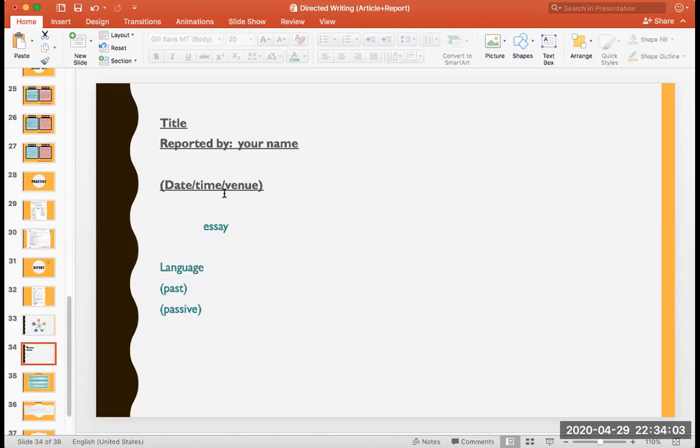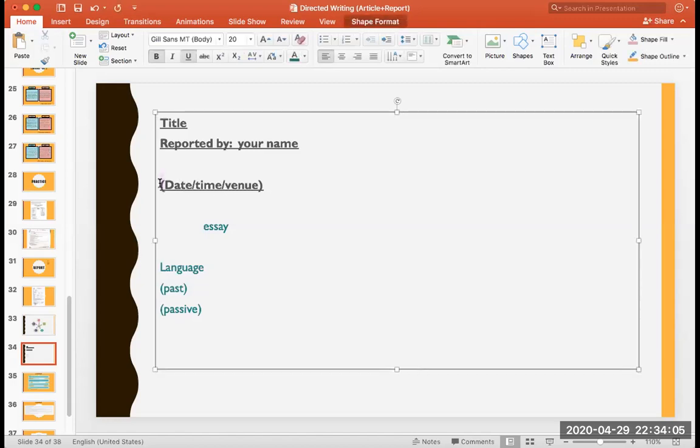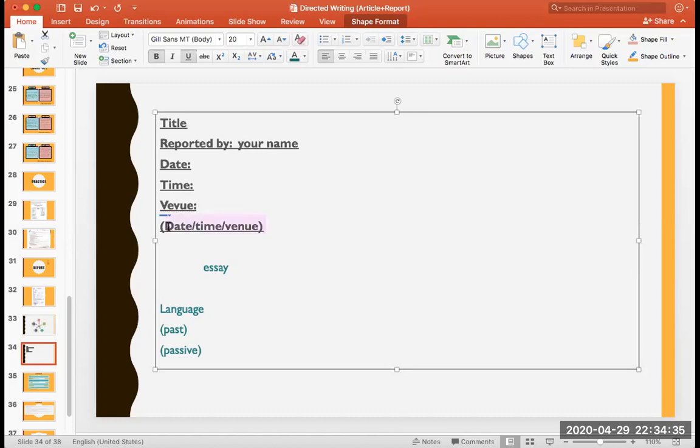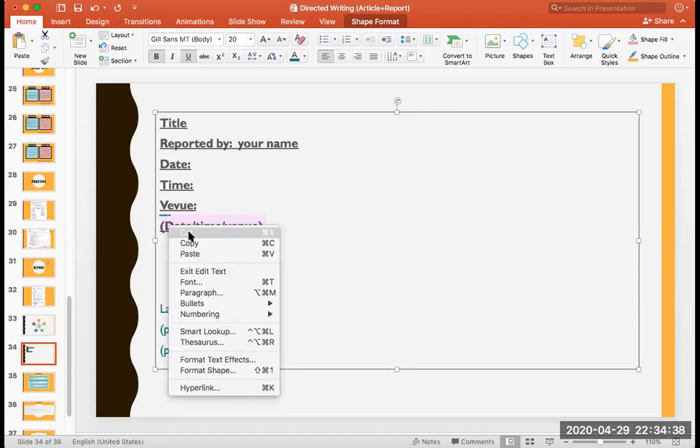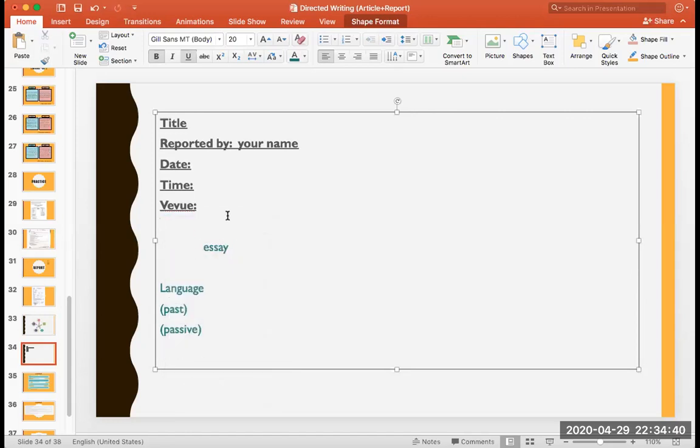Okay, kenapa teacher letak bracket? Okay, because sometimes it depends, right? Sometimes it depends. Kalau soalan minta, you have to write it here, right? You have to write it here together with the title, your name, and then your time, your venue, right? And then you can start your essay. Okay, that's one way.